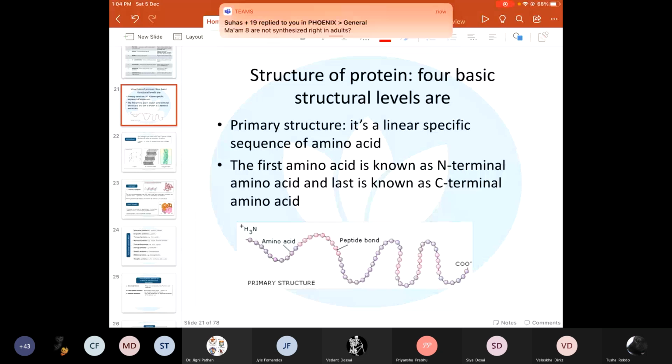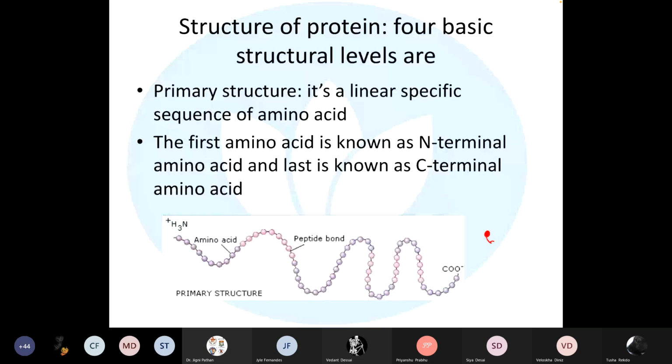There are 4 basic levels of structure: primary, secondary, tertiary, and quaternary. First, we'll discuss the primary structure. Primary structure is a linear, specific sequence of amino acids, like a beaded necklace. The bond present is the peptide bond. The first amino acid is known as the N-terminal amino acid and the last is the C-terminal, or carboxylic, amino acid. Primary structure is a linear structure.